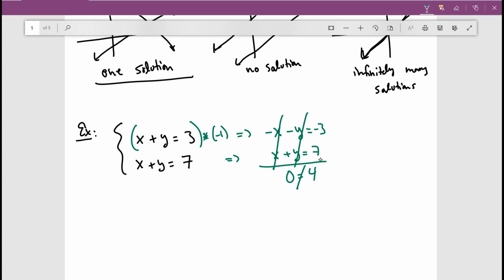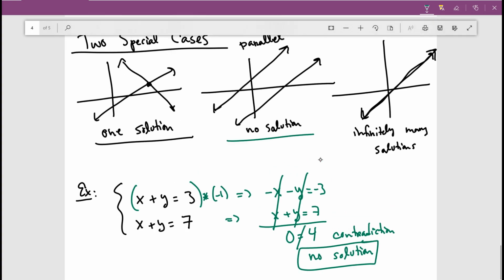Nope. So whenever you see a contradiction like this, this means no solution. You don't need to do anything else. This is just going to be a no solution answer. Okay, because nothing happens. So these are actually parallel lines.